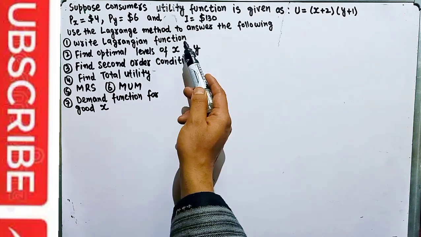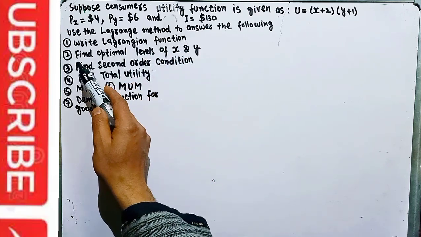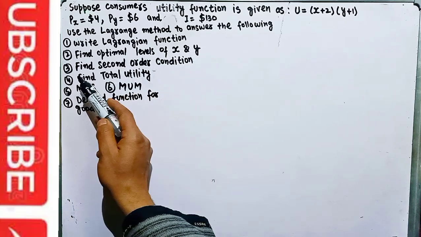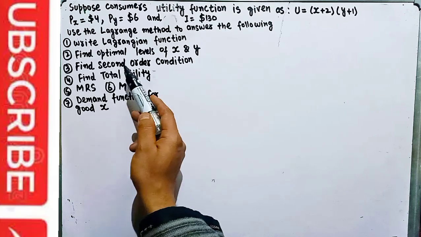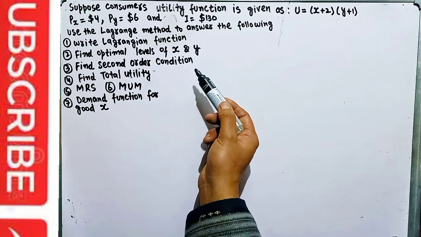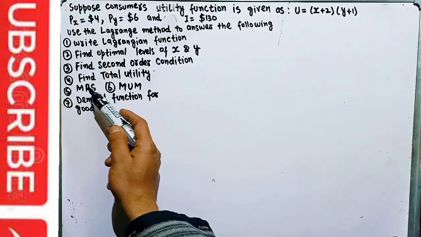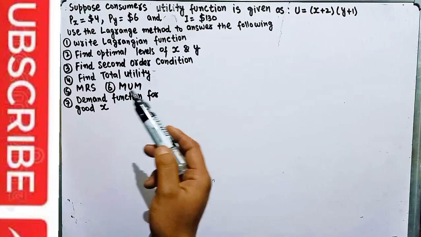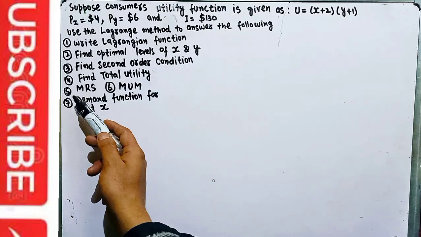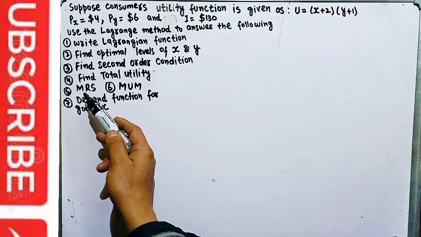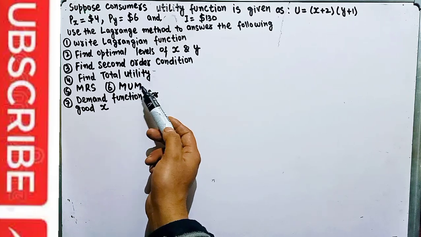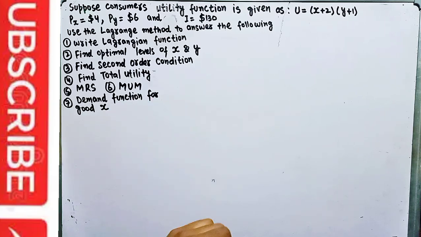That is, first write the Lagrangian function. Second question tells us to find out the optimal levels of good X and good Y. Third part tells us to find out the second order condition, whether the second order condition for maximum is satisfied or not. Fourth question tells us to find out the total utility at the optimal level of x and y. Fifth part tells us to find out the marginal rate of substitution, and sixth part tells us to find out the marginal utility of money, and last part tells us to derive the demand function for good x.